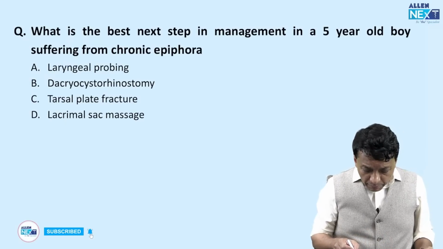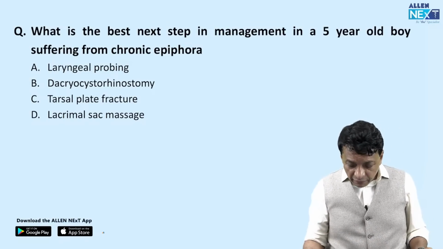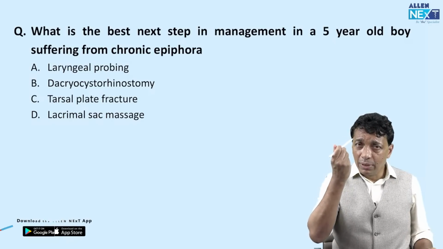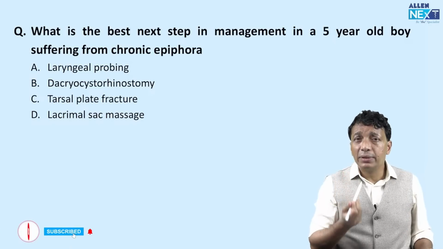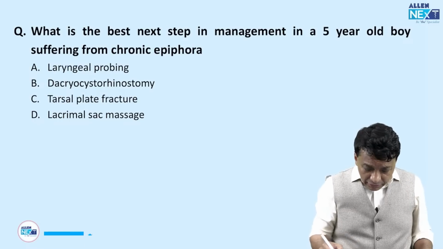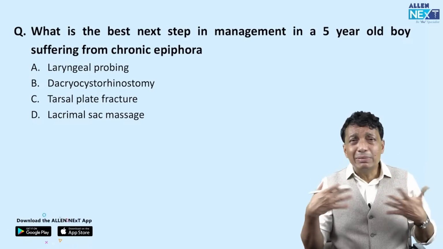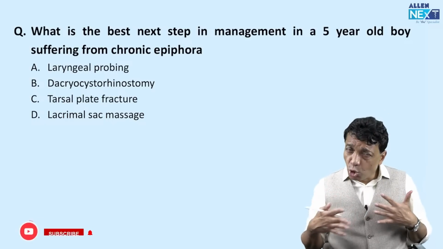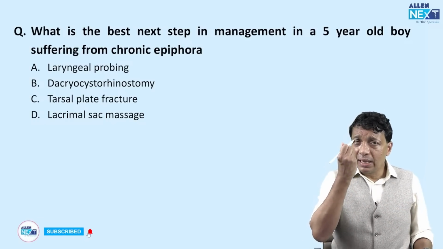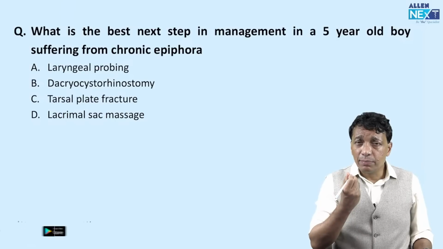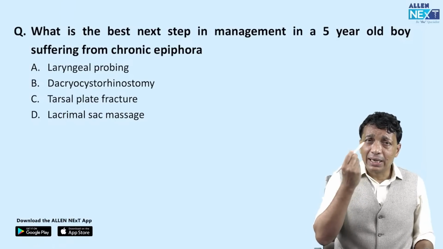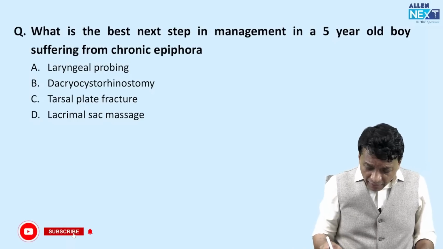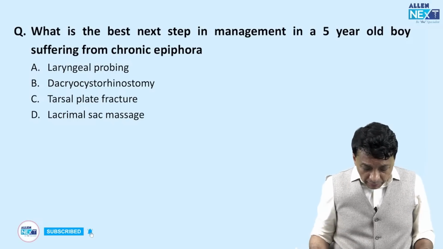Very well. What is the best next step in management in a 5-year-old boy suffering from chronic epiphora? Remember, epiphora means the tears are draining down the lower lids. A similar term is lacrimation also. Lacrimation, strictly speaking, means overproduction of tears. Epiphora is tears falling down the cheeks because of blockage in the ducts that lead to drainage of the lacrimal apparatus. So it's a 5-year-old boy who suffers from chronic epiphora.